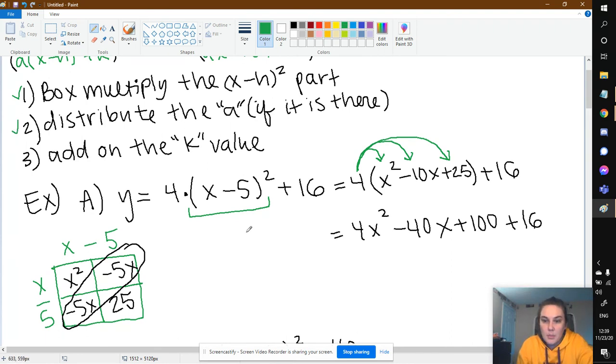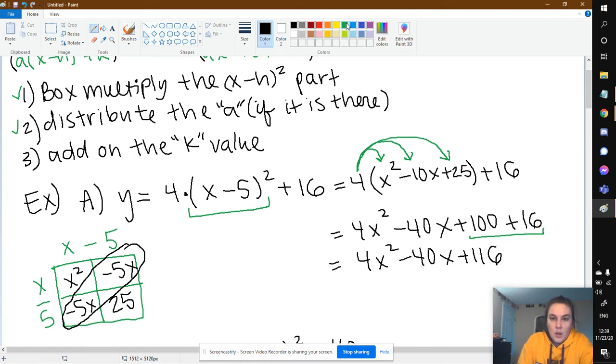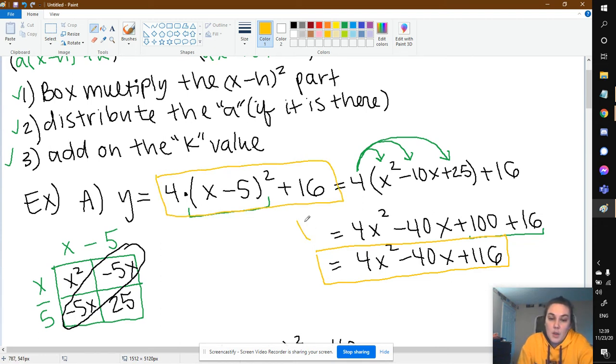The last and final step is adding on the K value. So the K value here was 16. We're just going to add these two numbers back because they're both numbers and we're allowed to add them together. Get 116. We've now added these, and that is our final step. We have a finished standard form of the same quadratic. So we started with vertex form, and we ended with the standard form by following these steps.